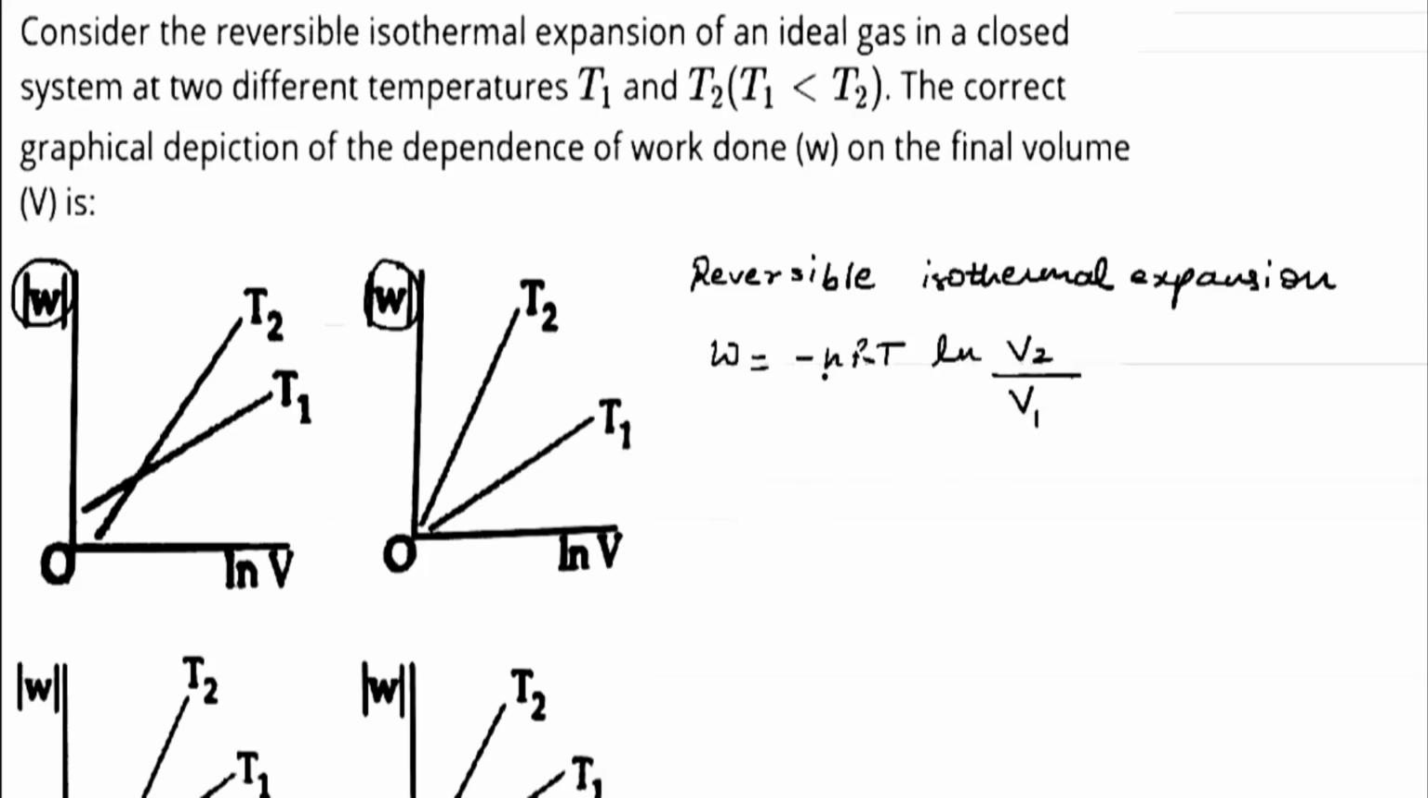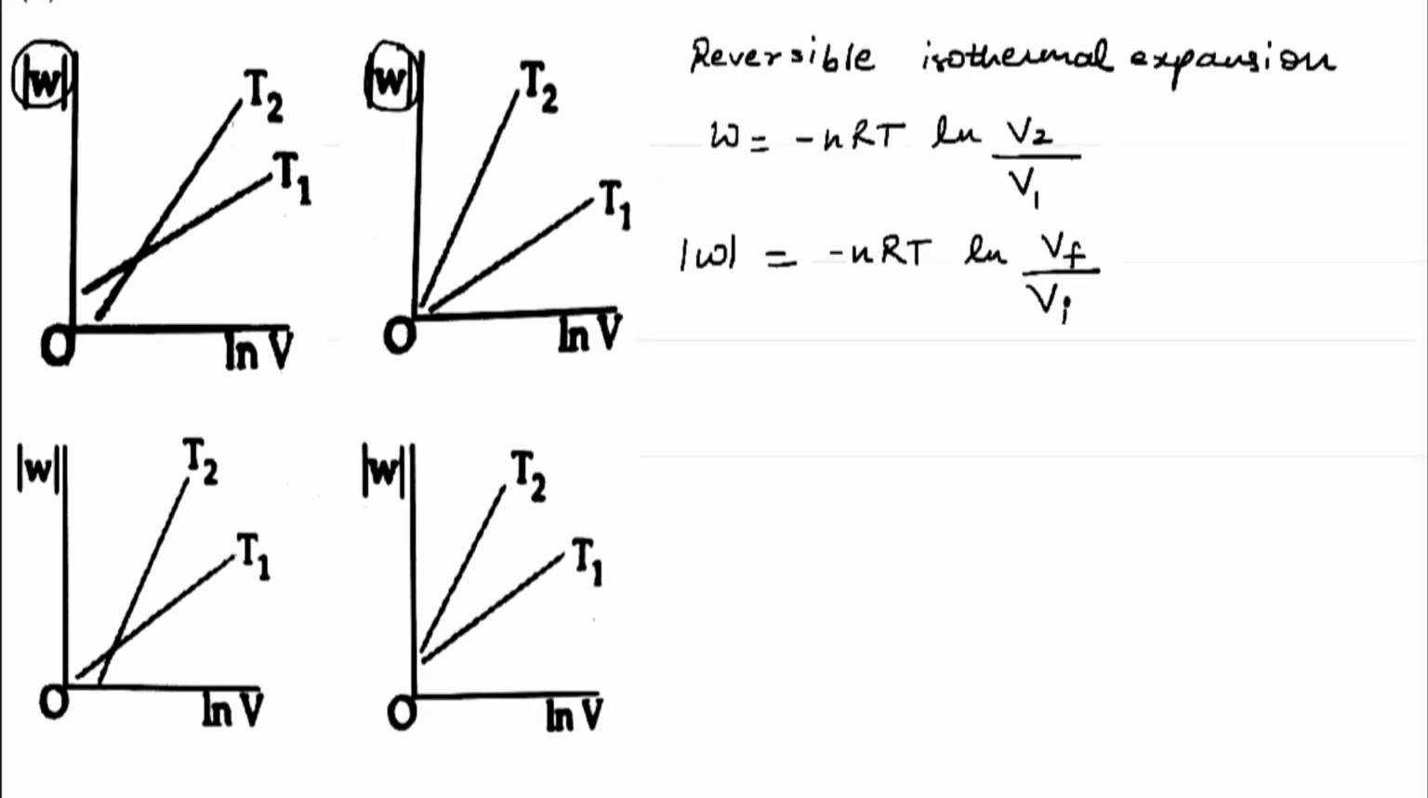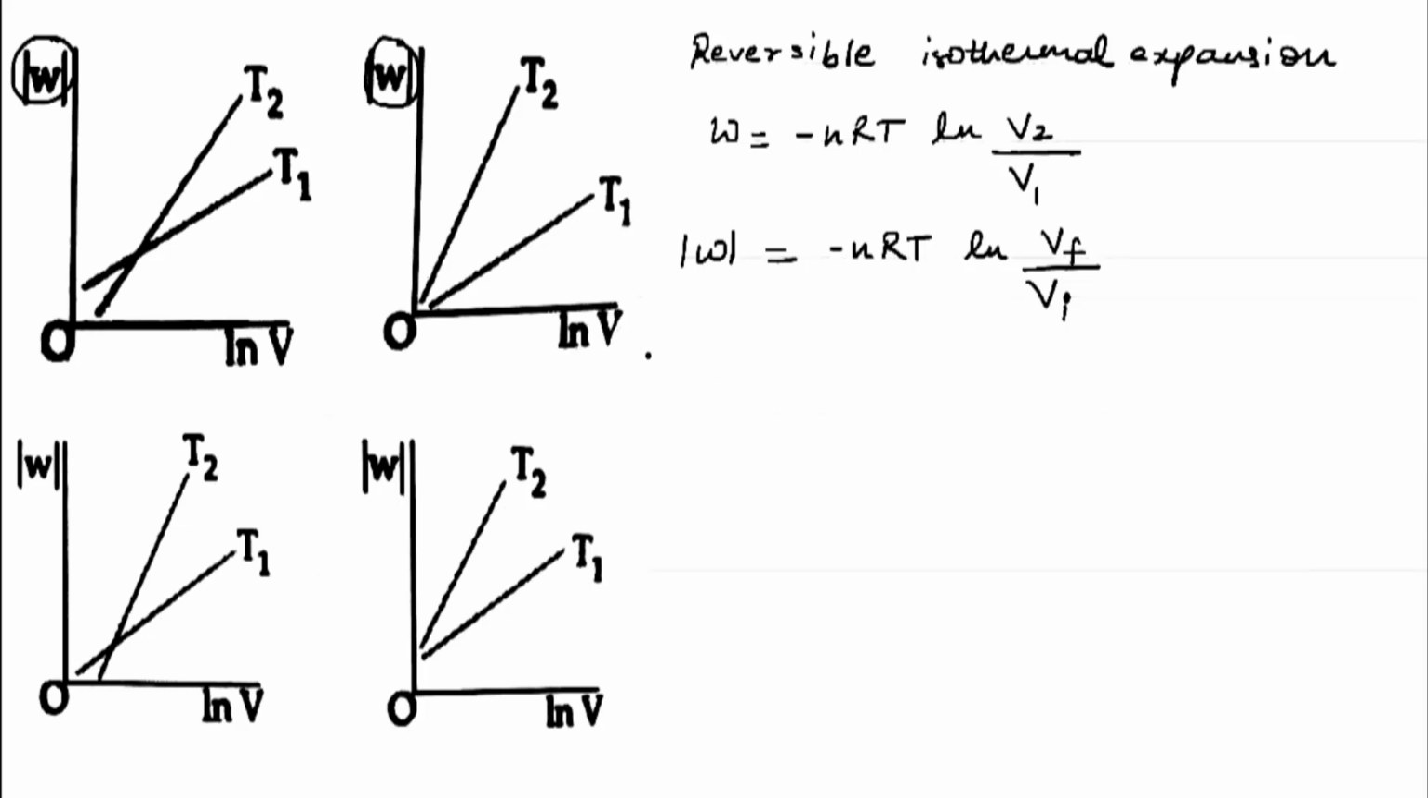Okay, n is the number of moles, R is the universal gas constant, and T is the temperature. It's an isothermal plot. V2 is the final volume, V1 is the initial volume. So let us put it in the mod mode. Over here we would be putting it as V final, Vf, by V initial, Vi. Now final volume is going to be on your x-axis, as stated.